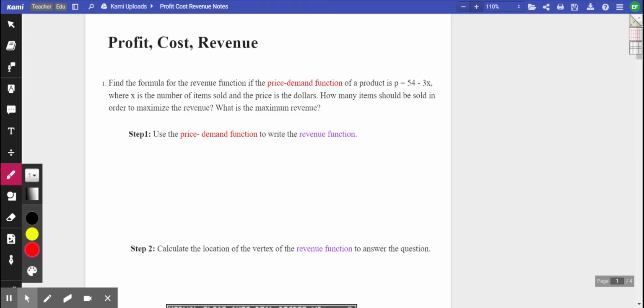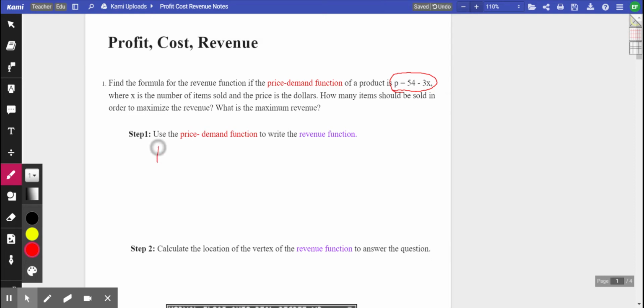So we're going to start off with the two examples that we did in the notes, and then after that we're going to fast forward into our homework assignment. Find the formula for the revenue function if the price demand function of a product is given to us, where X is the number of items sold and the price is in dollars. So in order to write the revenue function, we're going to have to look at our price demand. It's given to us right here.